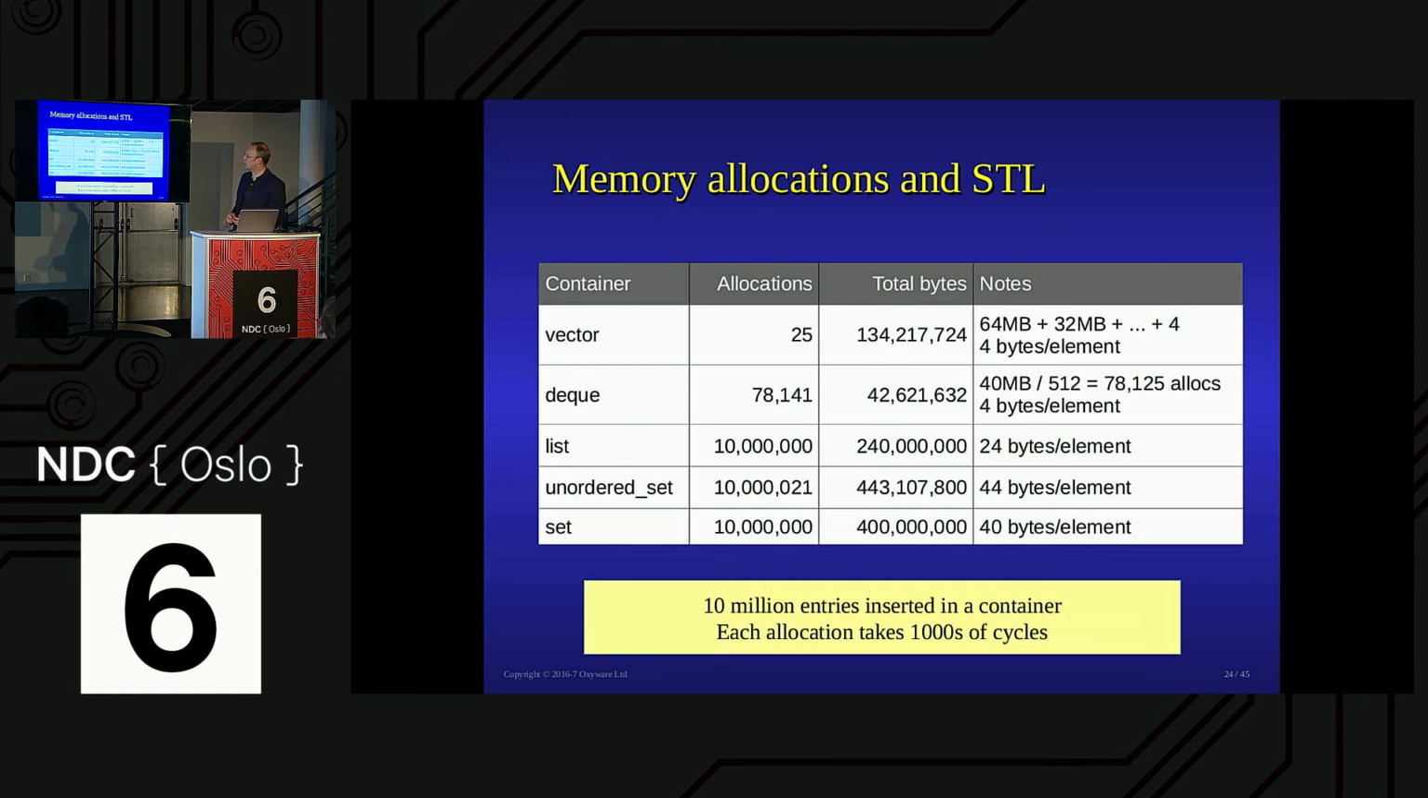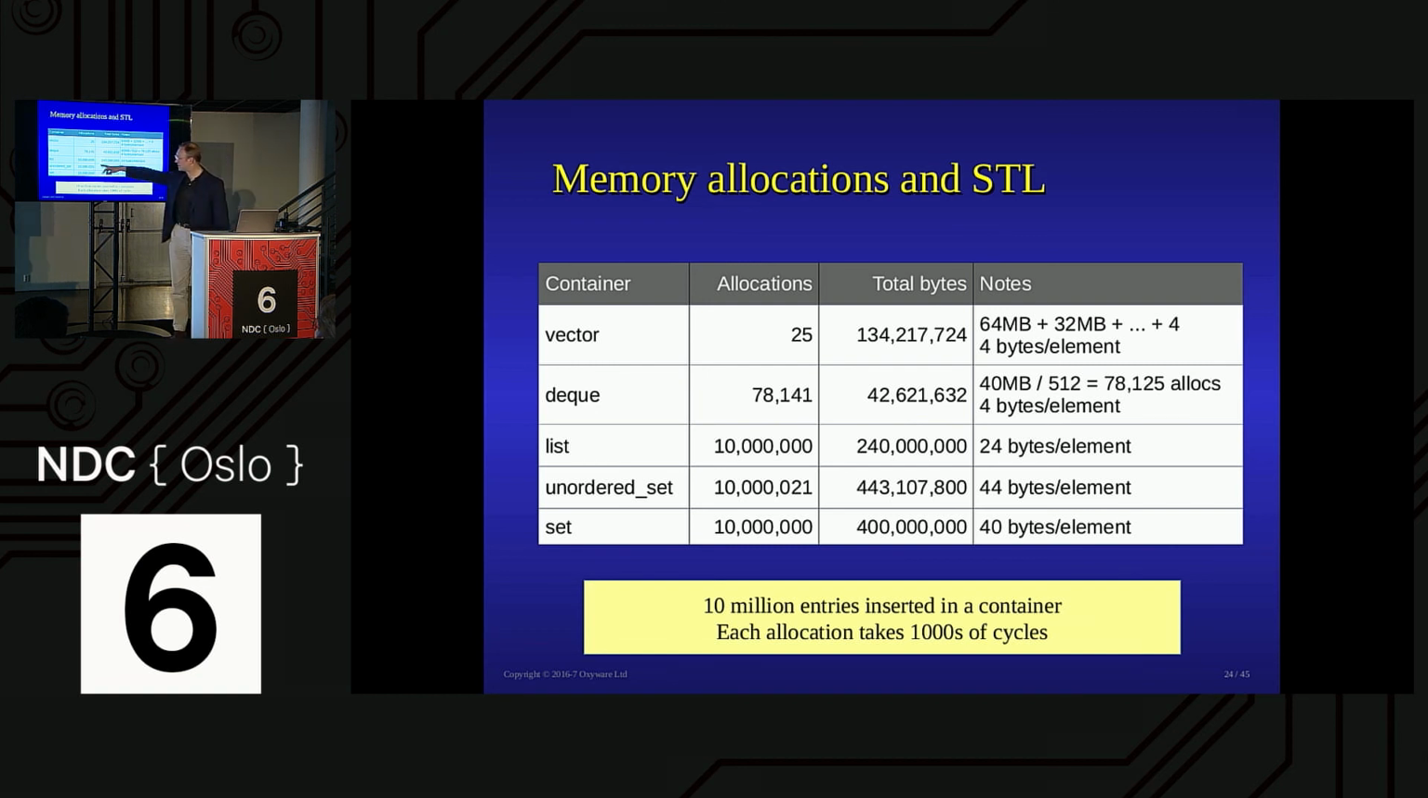A quick example here of taking 10 million integers and putting them into a container, essentially doing push_back or insert into them in sorted order. Vector without any form of optimization does 25 allocations, because that's 64 megabytes plus the 32 that was before, plus the 4, all the way down to here. So that's the 25 allocations. Deque, 78,000, because they're 512 byte pages.